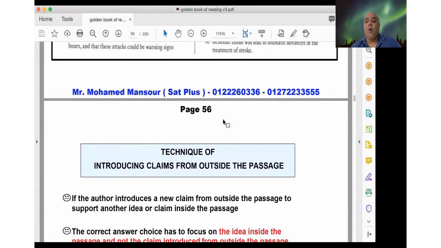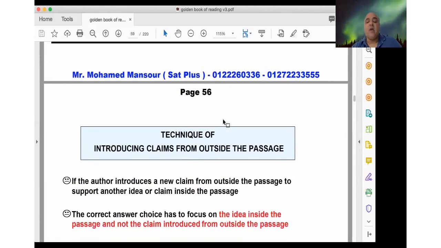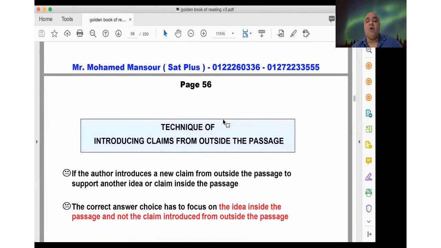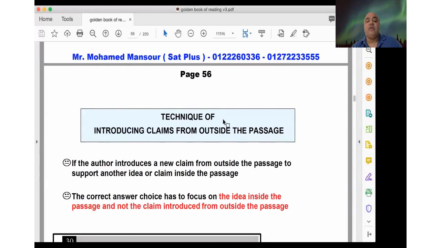We continue talking about the techniques that would help you work out the reading passage. And today I talk about a technique that you always encounter in the reading passages: a technique of introducing claims from outside the passage. Usually a passage is talking about some theme, and from time to time the author would introduce a claim that is not presented in the passage to support the idea inside the passage.